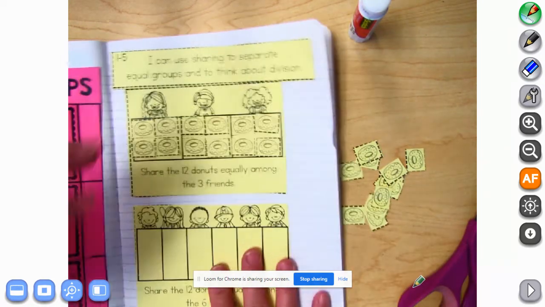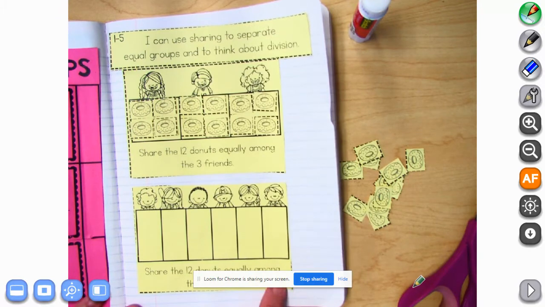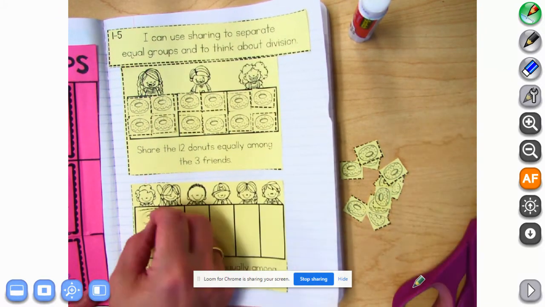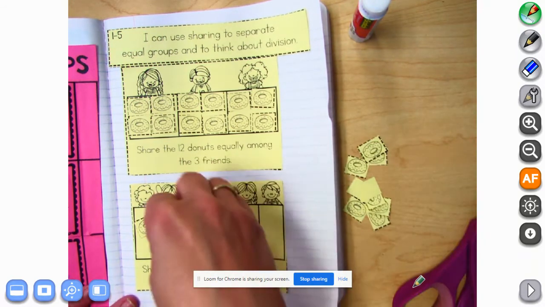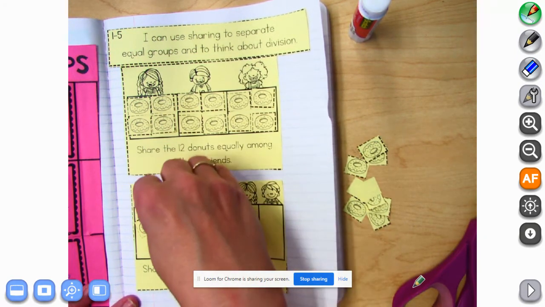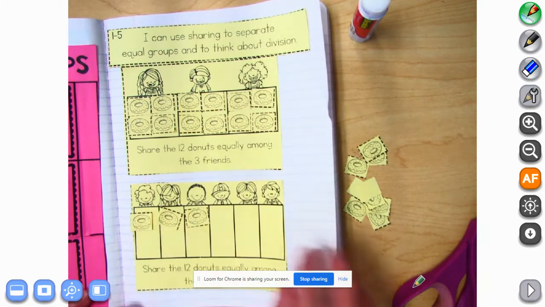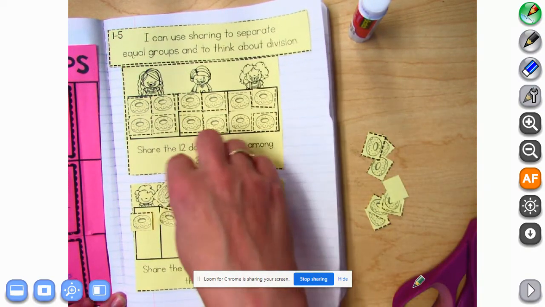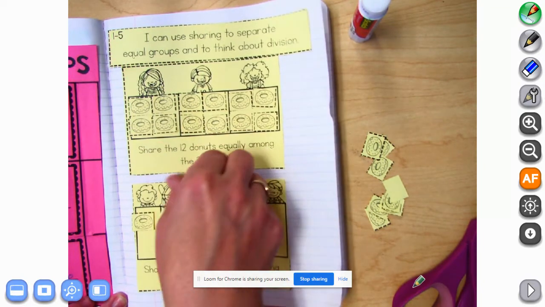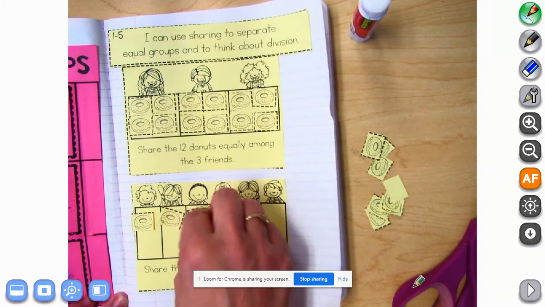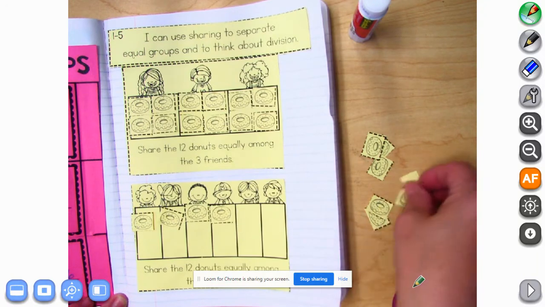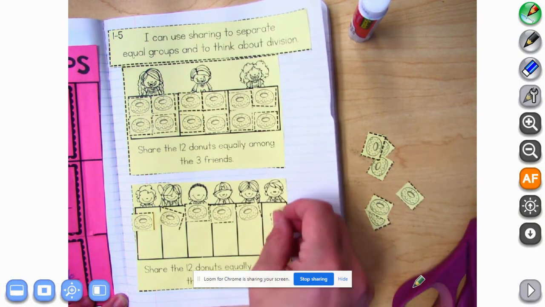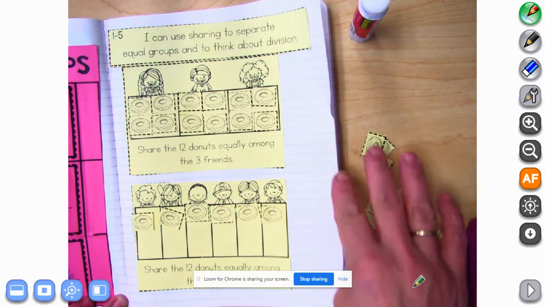Okay, so this one says share the 12 donuts equally among 6 friends. So let's go ahead and line them up just to see. Let's give everybody 1 to start with. They're sliding all over on me, aren't they? Okay. Got a little glue on my fingers, I think. Okay, so everyone at least gets one. And I still have some left over.